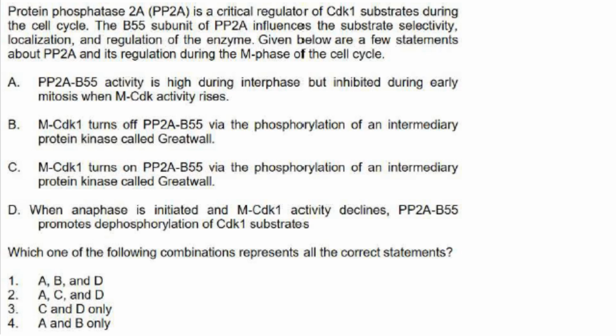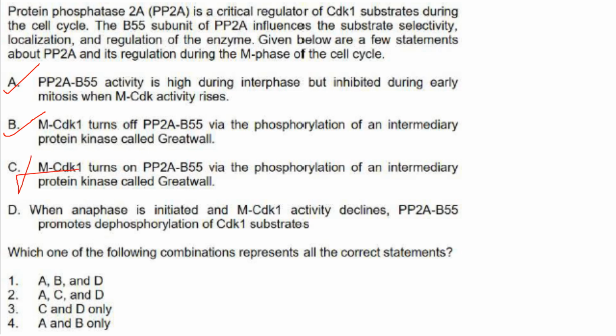PP2A-B55 activity is high during interphase but inhibited during early mitosis when CDK activity rises. Yes, because of the presence of M-CDK1, which activates the Greatwall kinase. So first one is correct. M-CDK1 turns off PP2A-B55 via the phosphorylation of an intermediary protein kinase called Greatwall. Yes, B is also correct. Just now I told you, M-CDK1 turns on? No, it turns off. So C is not correct.